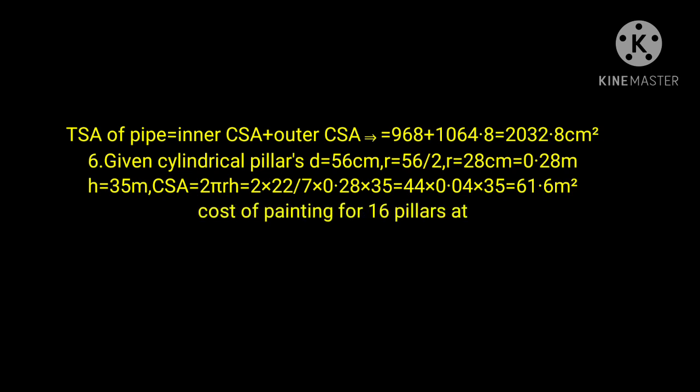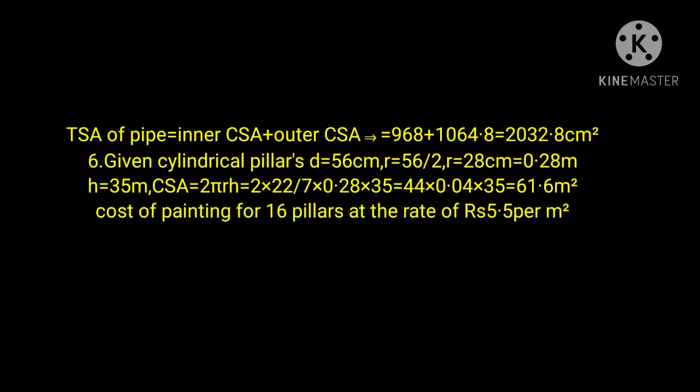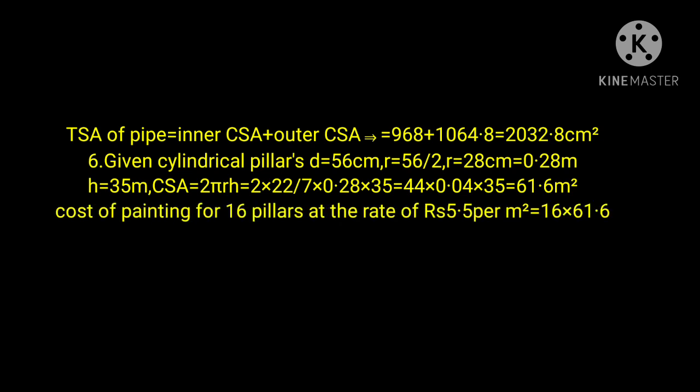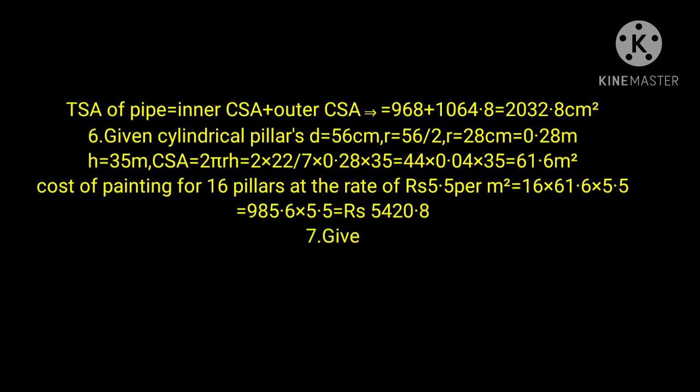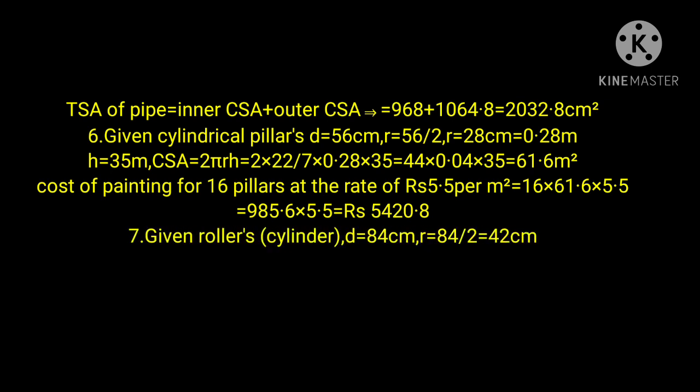Cost of painting for 16 pillars at the rate of rupees 5.5 per meter square, that is equal to 16 into 61.6 into 5.5 is equal to 985.6 into 5.5, that is equal to rupees 5420.8.